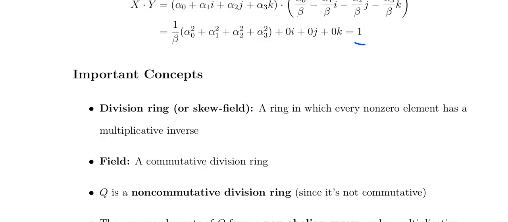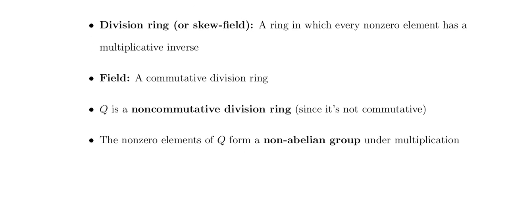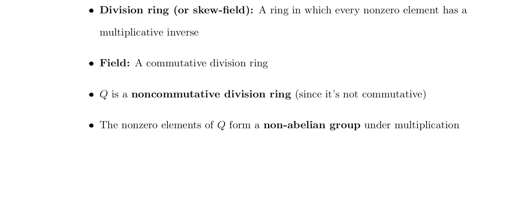A commutative division ring is called a field, but the quaternion ring is not a field, though it is a division ring. So Q is a non-commutative division ring, because the commutative property is not satisfied: ij is not equal to ji. So this is a very good example of a non-commutative division ring: Q, the quaternion group.